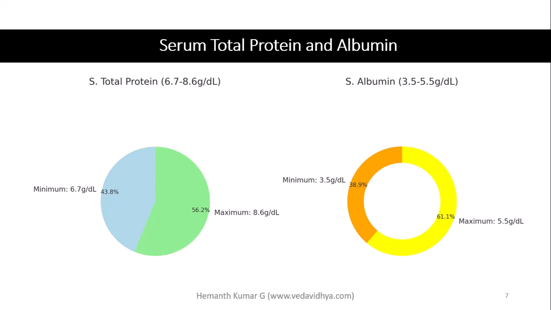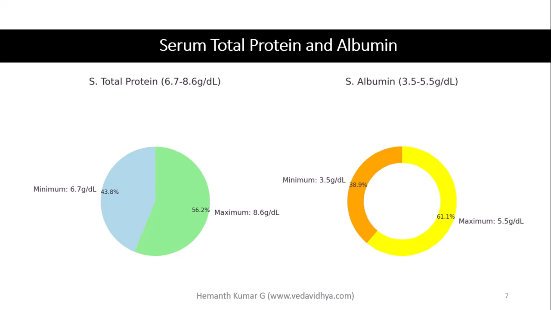Low levels of albumin, known as hypoalbuminemia, can be a red flag for liver disorders like cirrhosis or chronic hepatitis, as these conditions can hinder the liver's ability to synthesize albumin. Hypoalbuminemia can also result from kidney disease, malnutrition, or inflammation. Elevated albumin levels are less common but can occur due to conditions like dehydration.